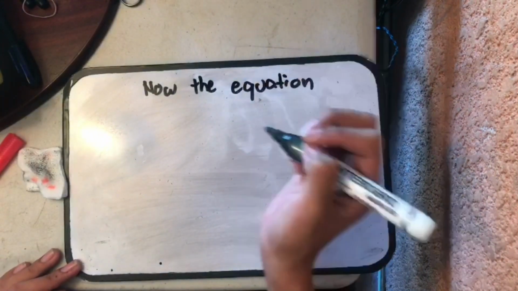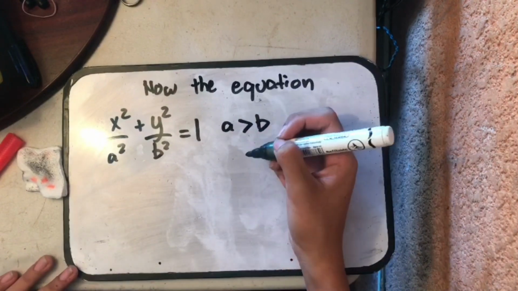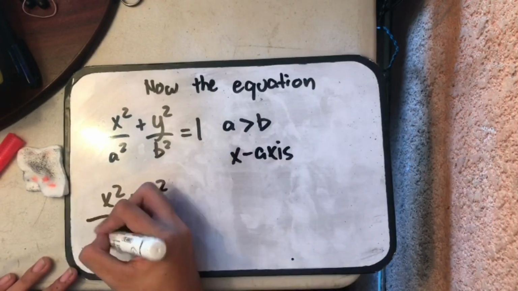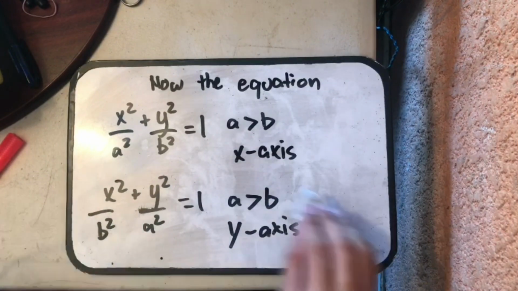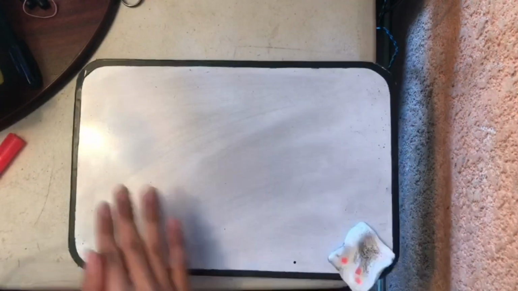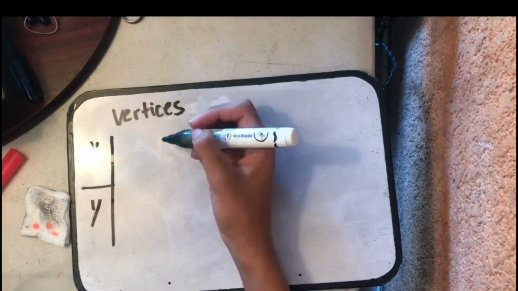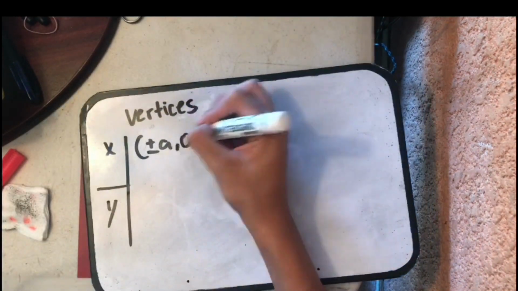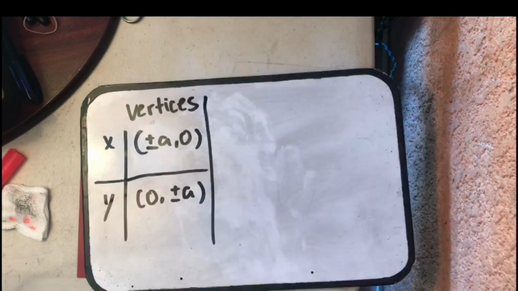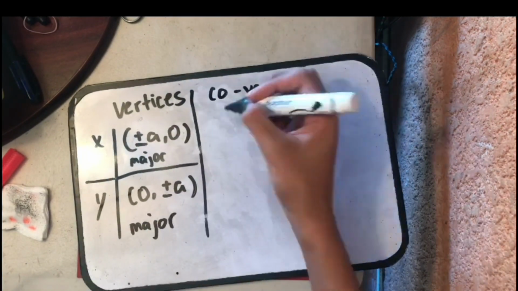Now, the equation. x squared over a squared plus y squared over b squared equals 1. That's for the x-axis. And x squared over b squared plus y squared over a squared equals 1 is for the y-axis. Now let's go to the vertices. The vertices of the x-axis are plus and minus a, and 0. And for the y-axis, 0, plus and minus a.